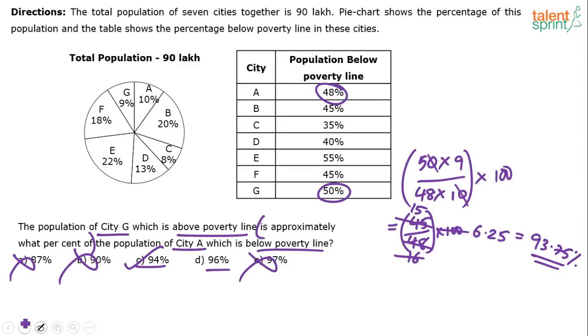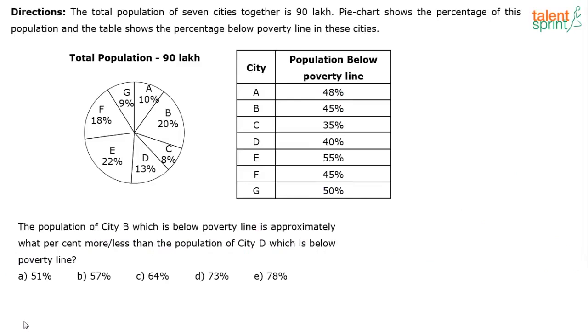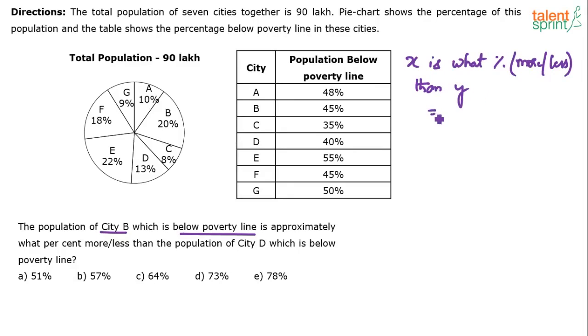Okay. Next question. Try this one now. The population of city B, which is below poverty line, is approximately what percent more or less than the population of D, which is below poverty line. Now this time it is X is what percentage more or less than Y. We have discussed this, right? X is what percent more or less than Y. How do you calculate this?